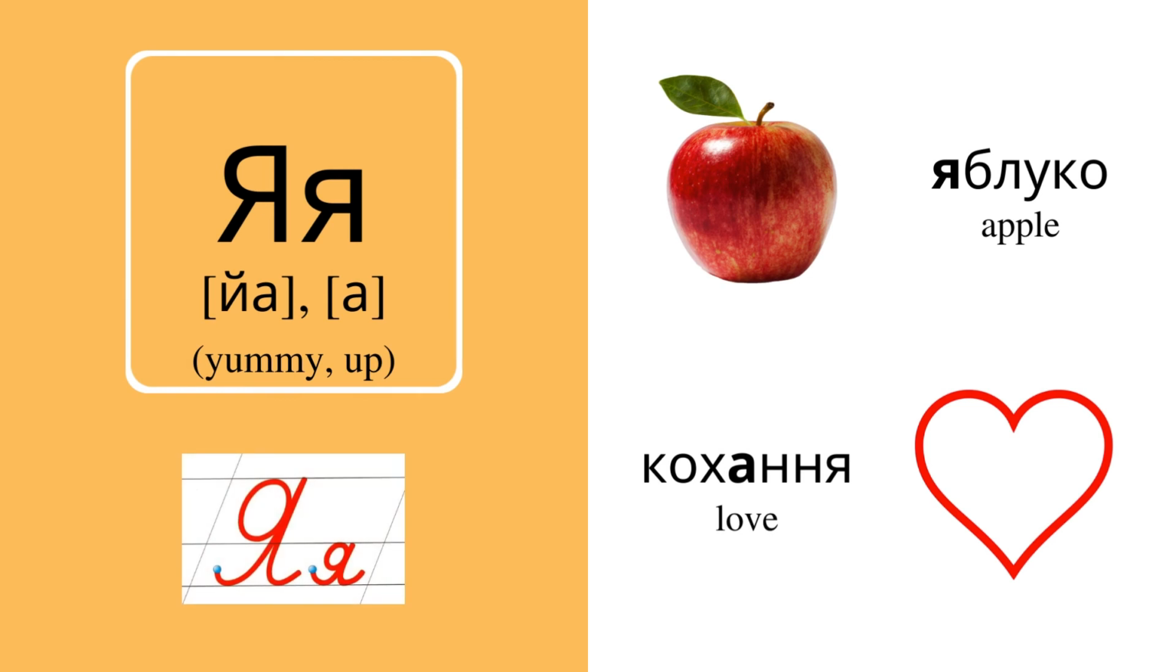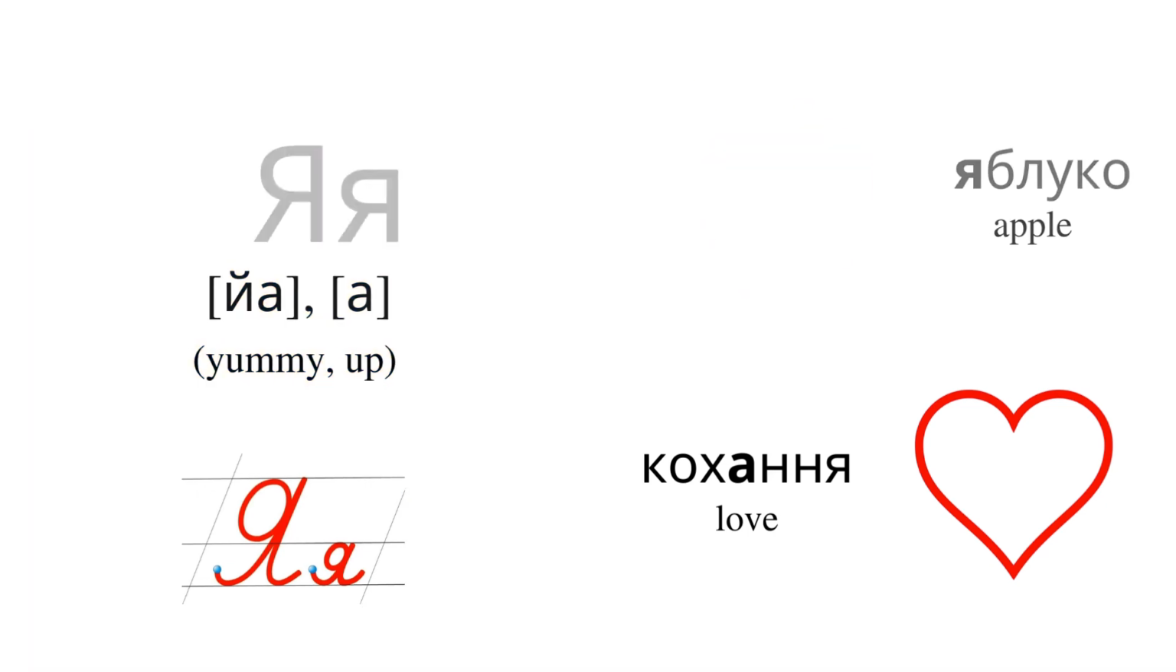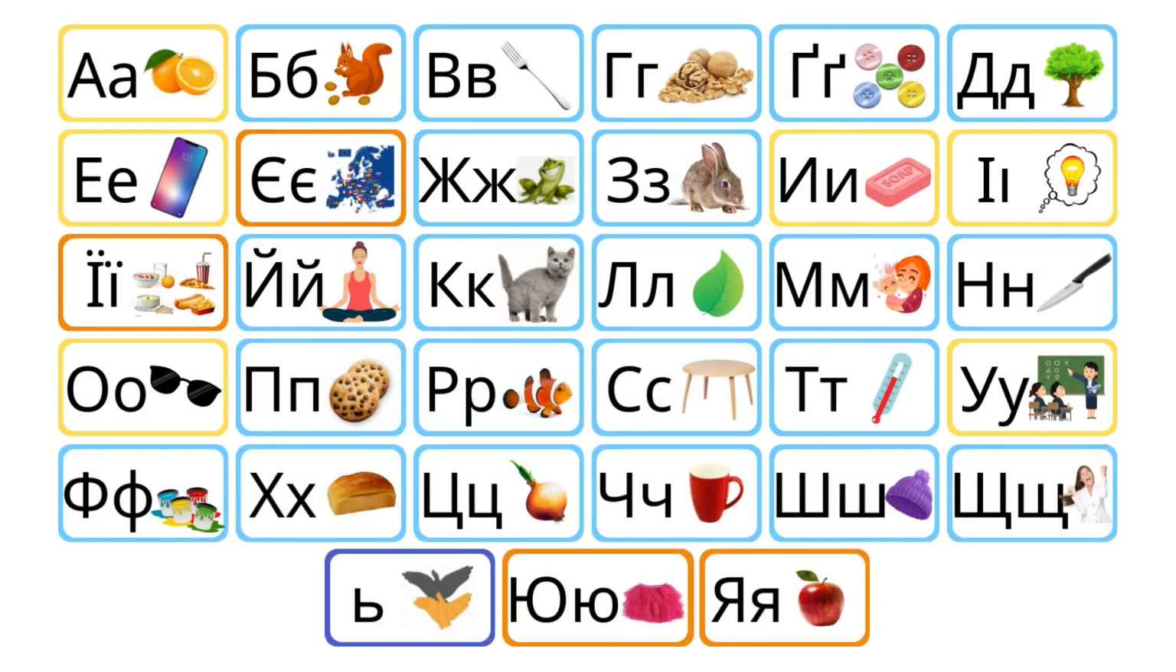Я can also denote two sounds, Y and A, like in yummy, and one sound A, like in up. For example, яблуко, there are two sounds, Y, A, and кохання, there is only one sound A. But when the letter Я denotes only one sound A, it makes the previous sound soft. Now let's practice a bit.